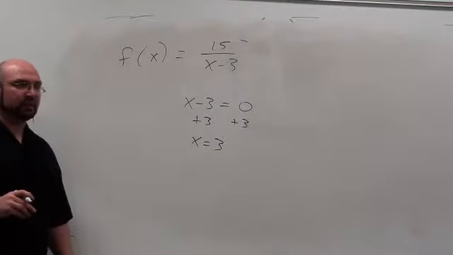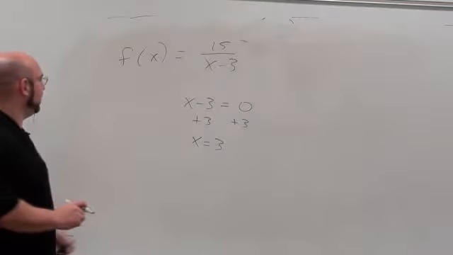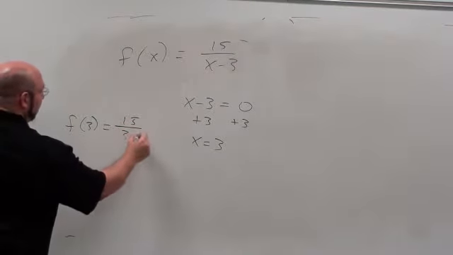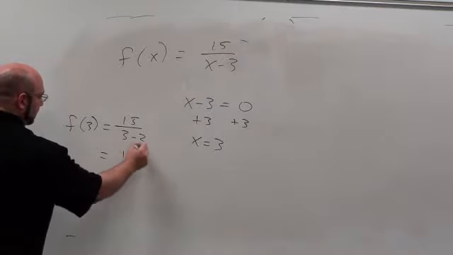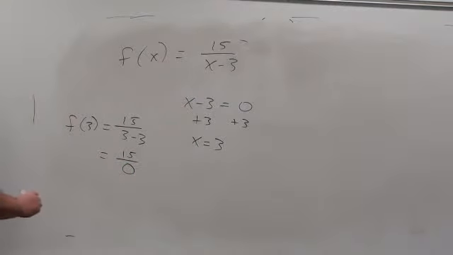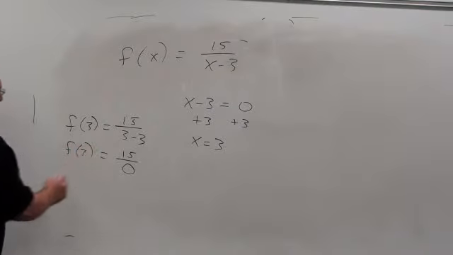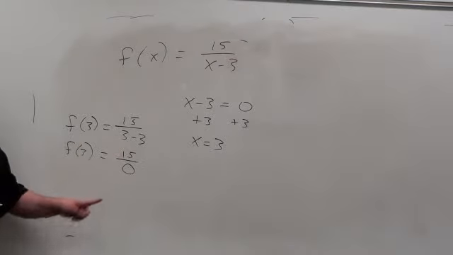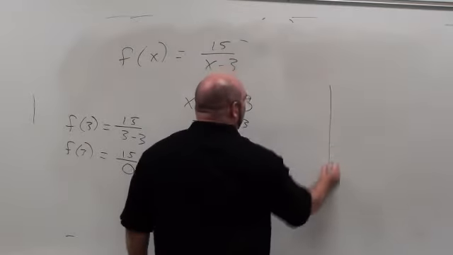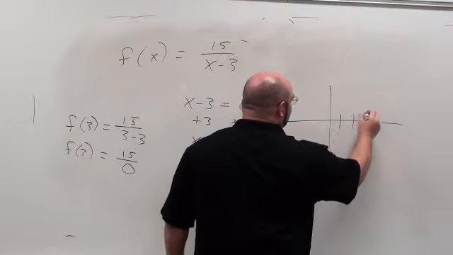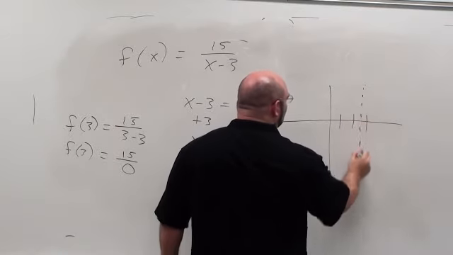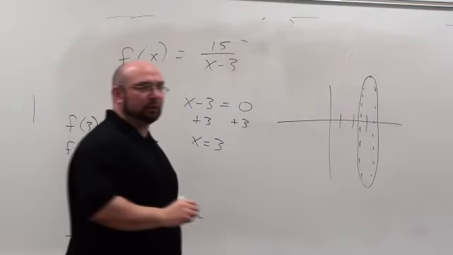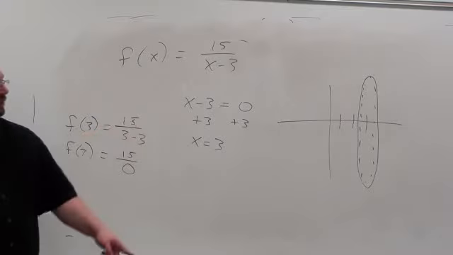So what this means is, when x is 3, if I plug this in, f of 3 is equal to 15 over 3 minus 3, so this is going to be 0. So when x is 3, my y is undefined. So I know that at 1, 2, 3, I'm going to have a hole. There's going to be a big void right here at the 3, to where it can be anything but 3.